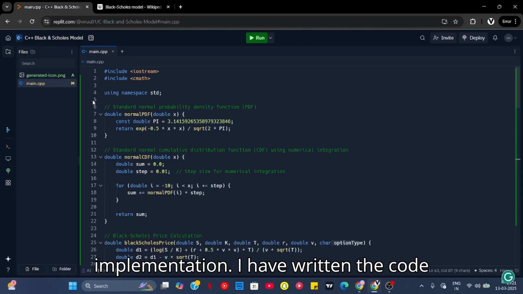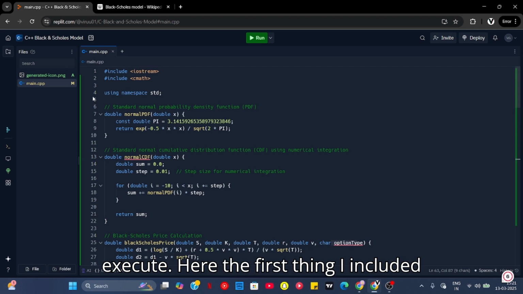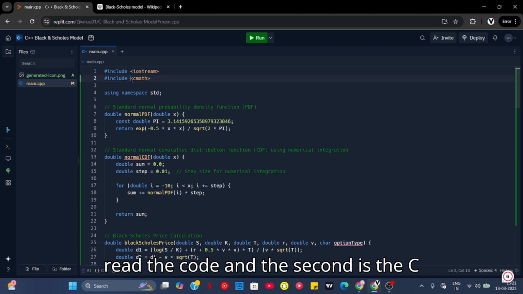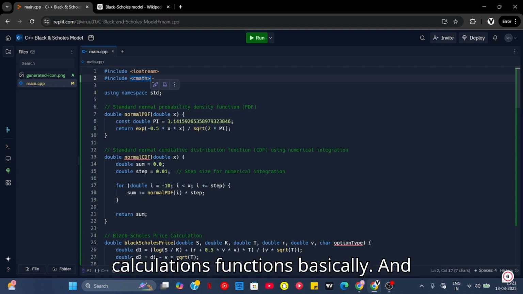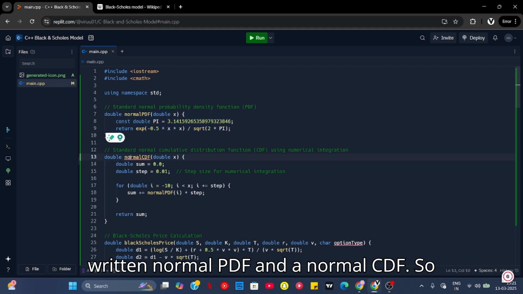I have written the code on the Replit website because it's easy to write and easy to execute. Here, the first thing is I've included two libraries. First is iostream, and the second is cmath, which gives us essential mathematical functions. After that, I have written two things, normal PDF and normal CDF.